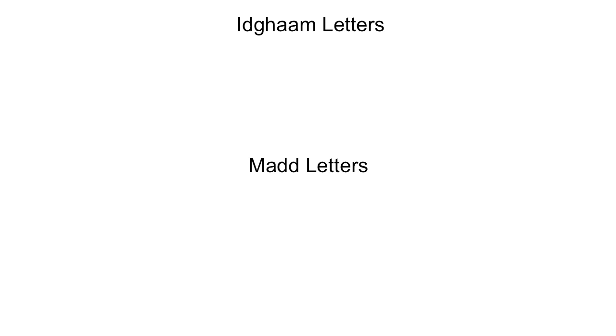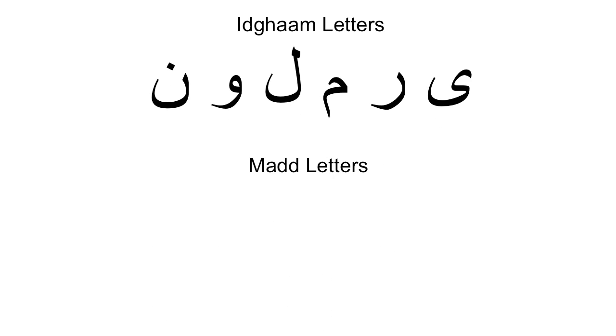Okay, so next we have the idgham letters. And the idgham letters can be remembered by the following word, or I believe it's called a mnemonic in English, I'm not sure. And it's yarmaloon. Ya, ra, mim, lam, waw, noon. Yarmaloon. Those 6 letters are the idgham letters.